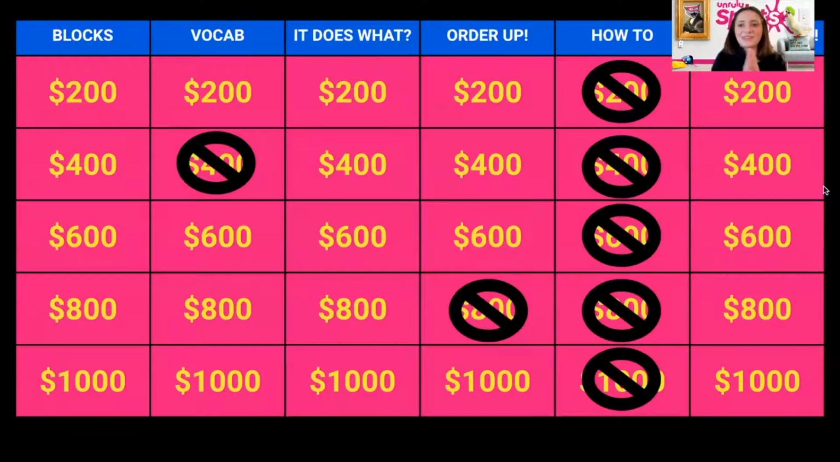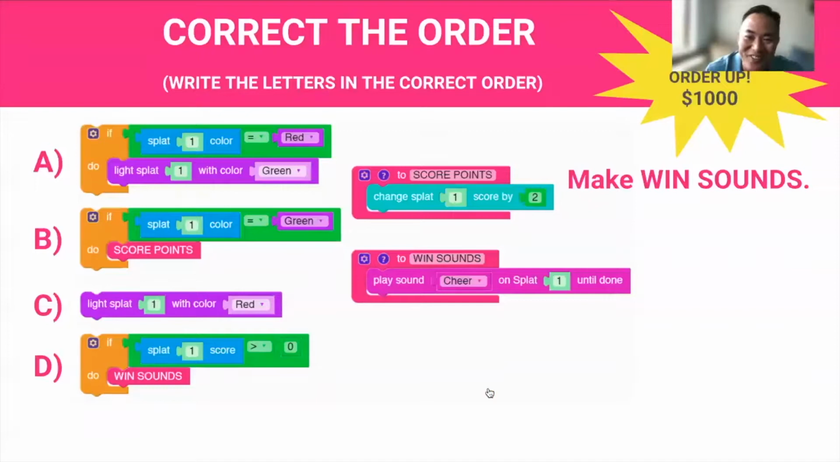So any takers for the next one? Let's do a couple more. Hope did that one. Maybe Faith has an idea? Oh, yep, she has order up for 1,000. I love it, Faith, you're going for it, huh? $1,000. So order up, you correct the order.